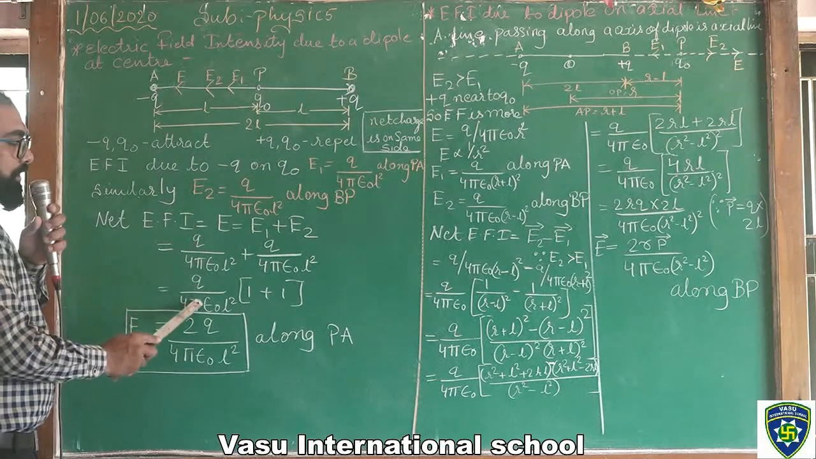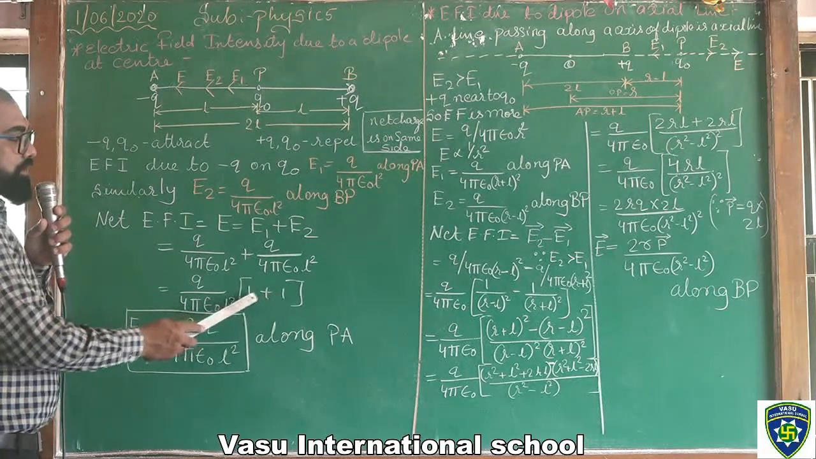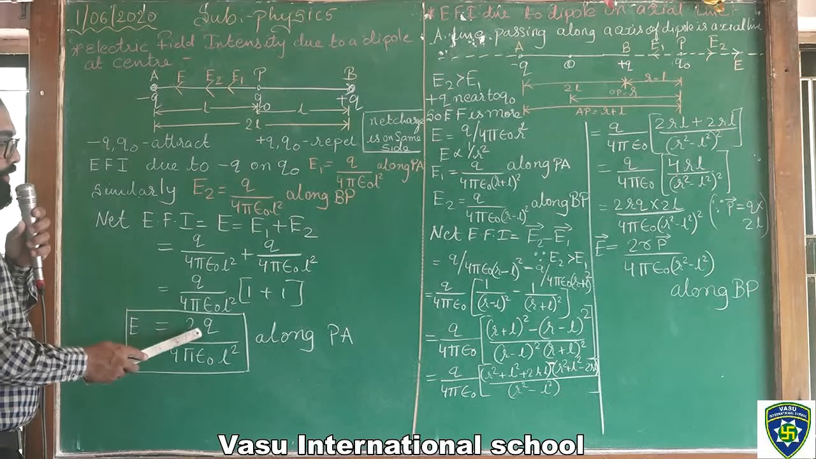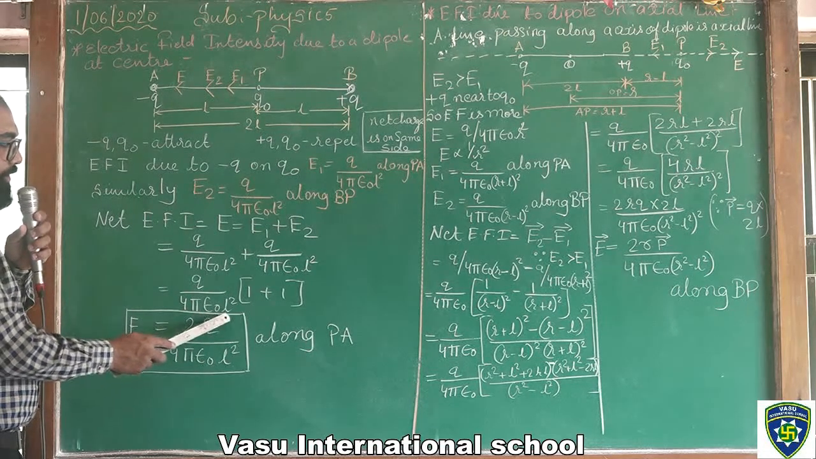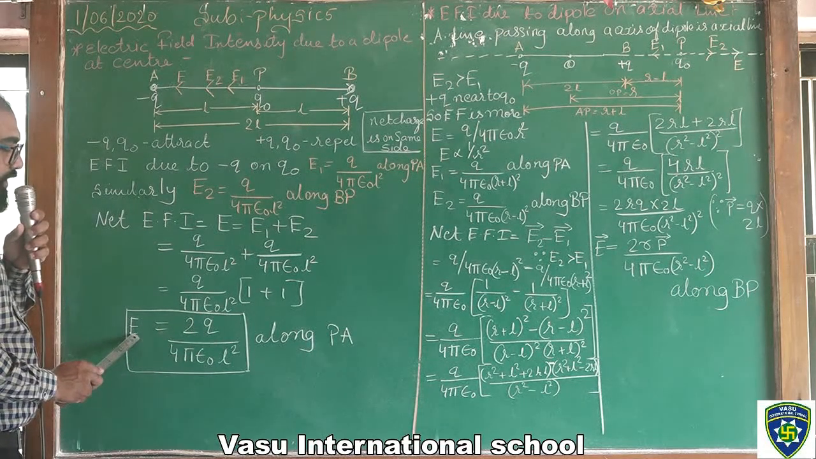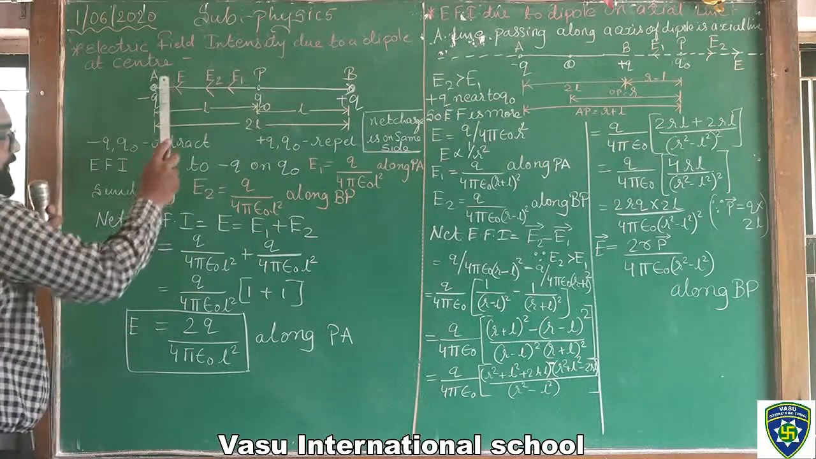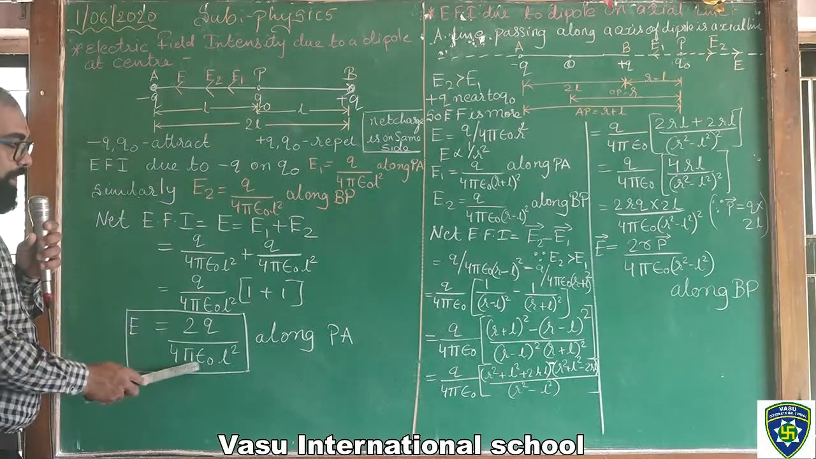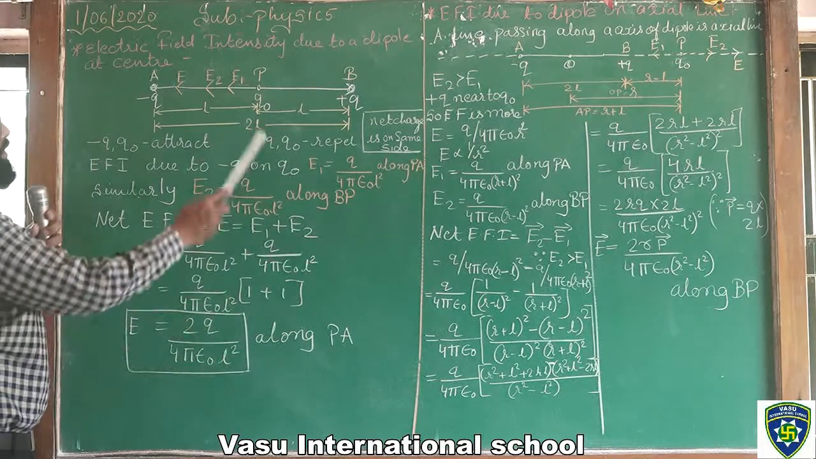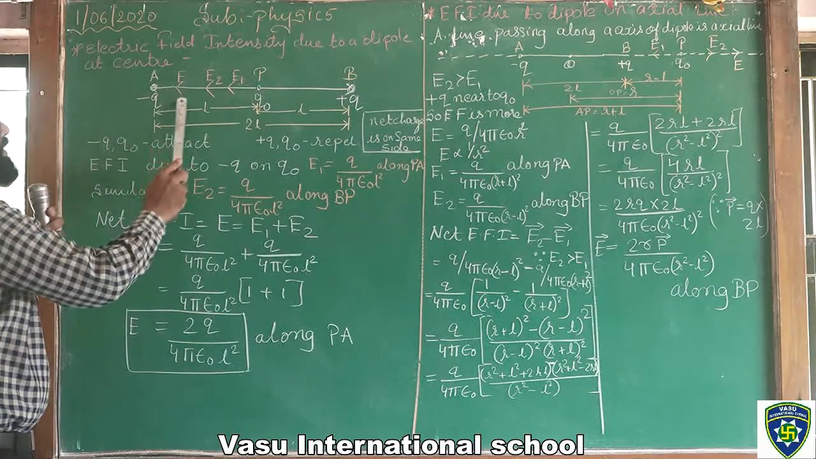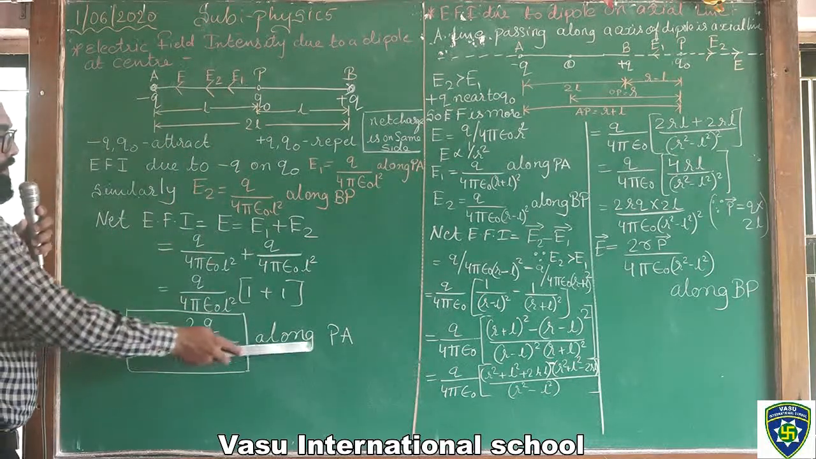So that will be 1 plus 1, which is equal to 2 upon 4 pi epsilon 0 into L square. So the net electric field intensity due to a dipole at center is equal to 2Q upon 4 pi epsilon 0 L square, and it is along PA because the net field is along PA. That you have to write here.